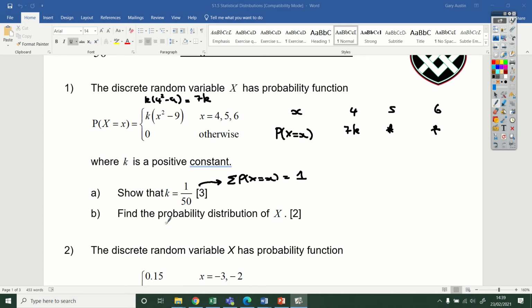When it wants you to find the probability distribution of x for part B, that's going to involve drawing a table. This is the probability distribution given as a table, but seeing as you know the value of k, you're going to be able to give numerical values for these three here. Okay, so it's finishing off the table and replacing k with the value that we know it is. Okay, and that's 5 marks for question 1.